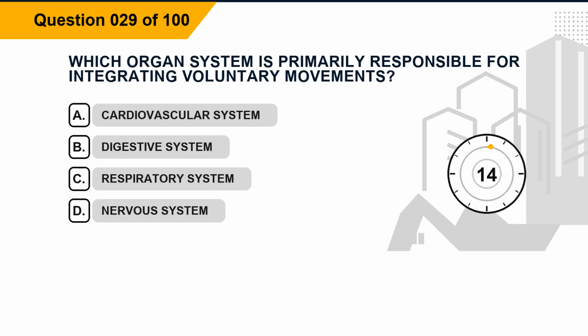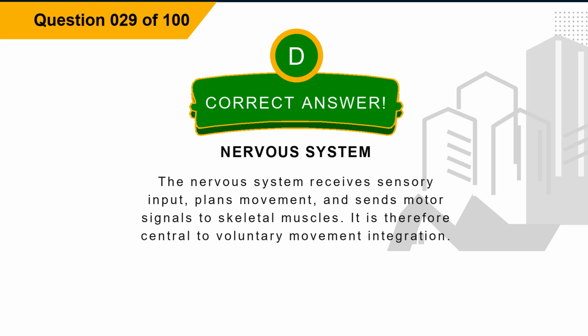Question 29. Which organ system is primarily responsible for integrating voluntary movements? Option A, cardiovascular system. Option B, digestive system. Option C, respiratory system. Option D, nervous system. The correct answer is option D, nervous system. Explanation. The nervous system receives sensory input, plans movement, and sends motor signals to skeletal muscles. It is therefore central to voluntary movement integration.